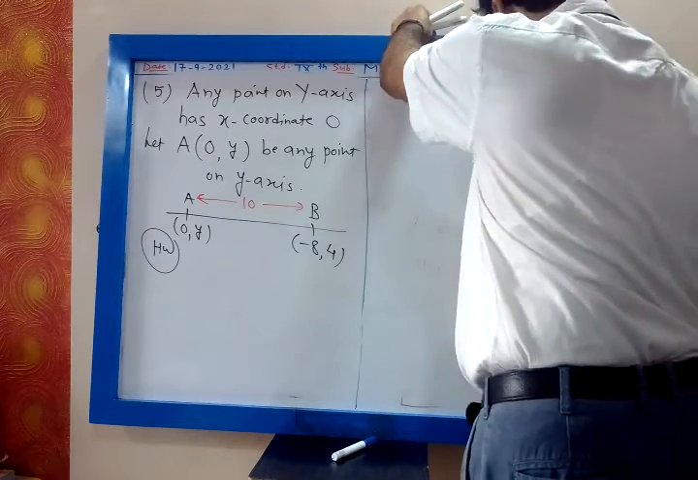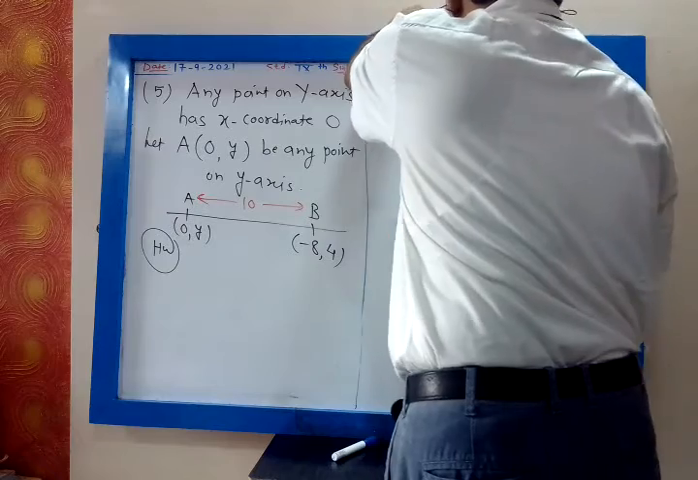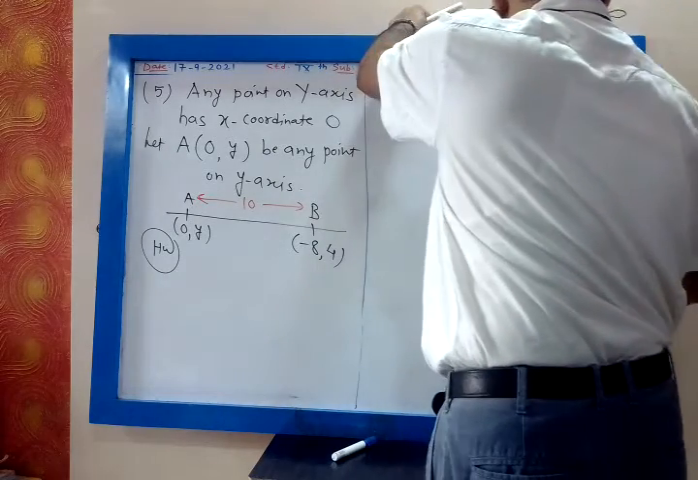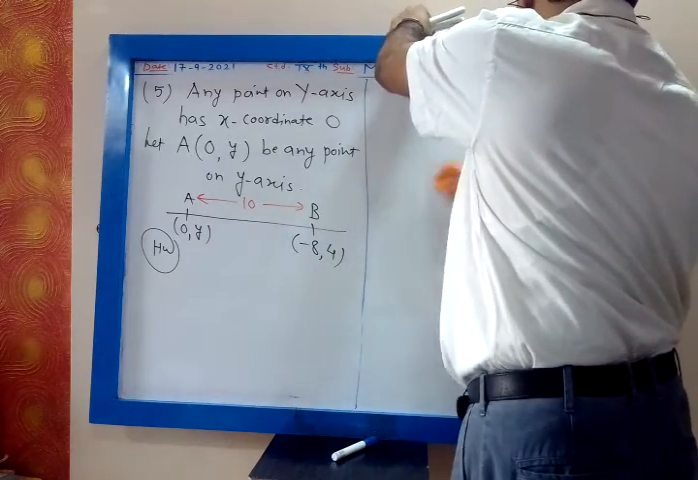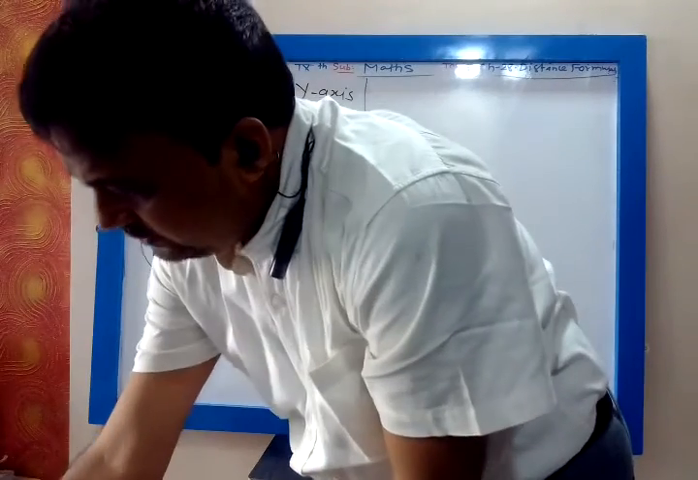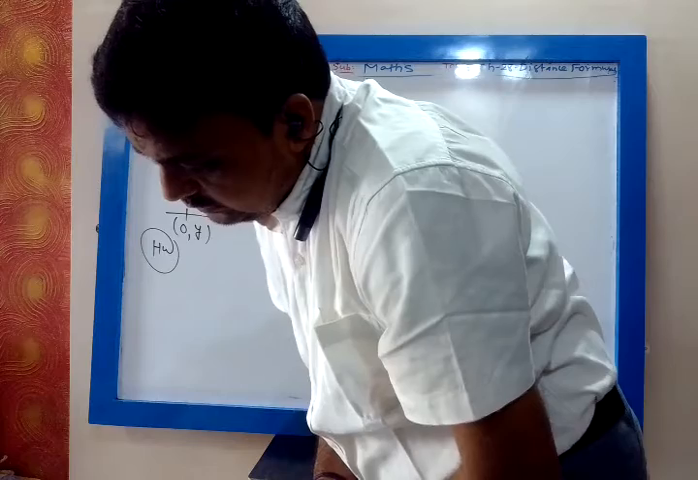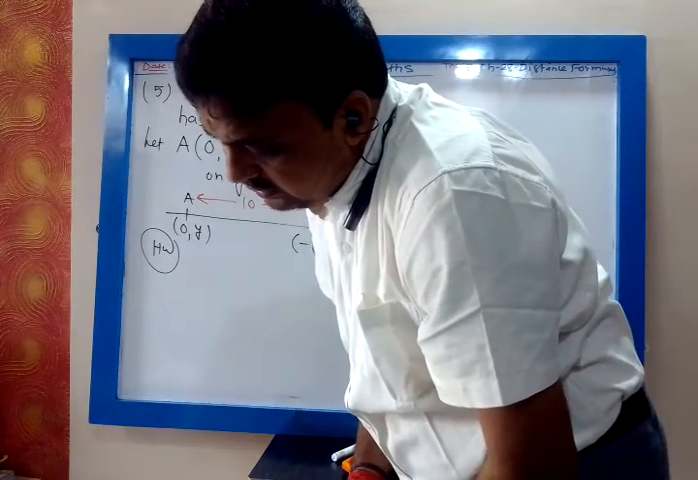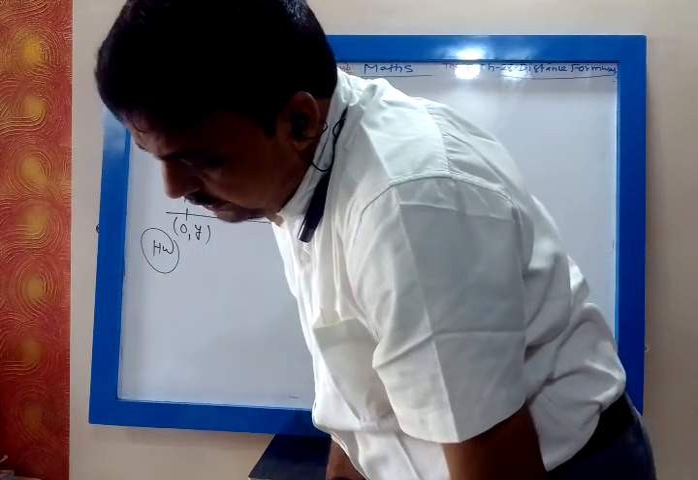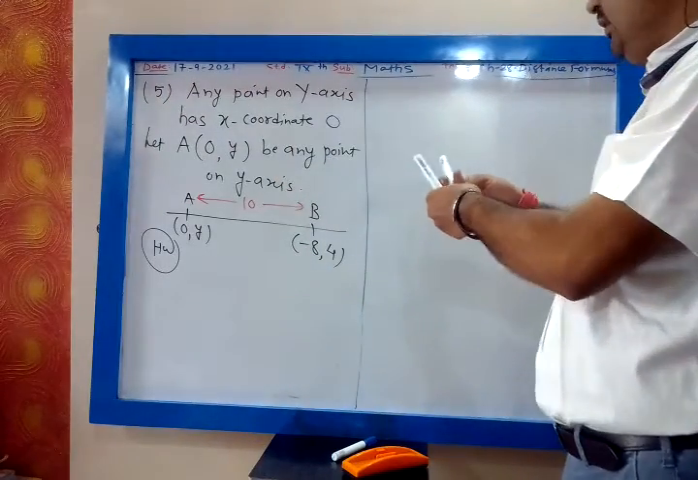Then sixth one. So sixth one, you will write: a point A is at a distance of root 10 units from the point (4, 3). Find the coordinates of the point if its ordinate is twice its abscissa. So this you write as a note.